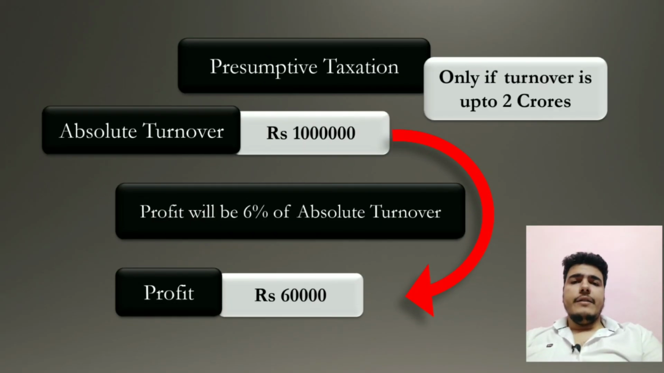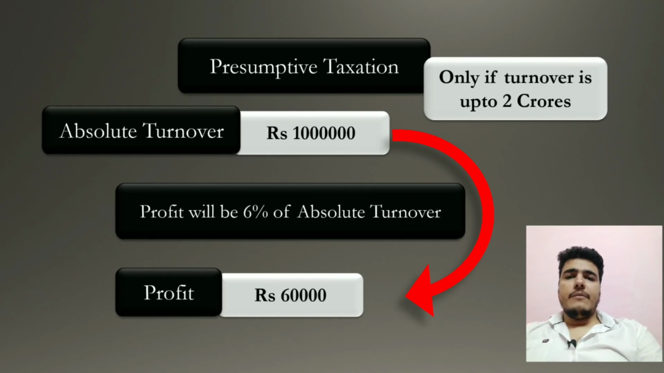Okay, and in case you are not satisfied with this profit and you want to show less profit than this, then you have to prepare financial accounts and show that your profit is lower than this. Okay, so this is the option of presumptive taxation only if your turnover is up to 2 crore, and you have to follow this presumptive taxation in the upcoming 5 years too if you are opting for this in this particular financial year.